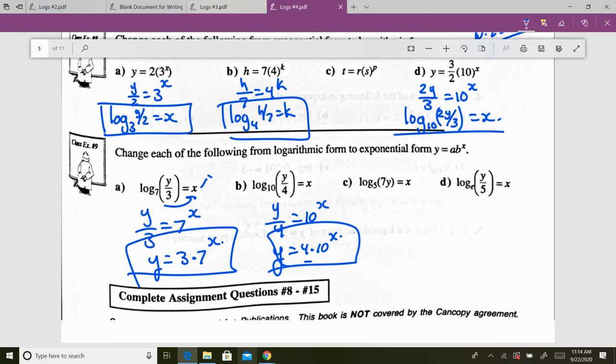That's it. Please do 9, 10, and 11, please. And if you're feeling ambitious, try 12.